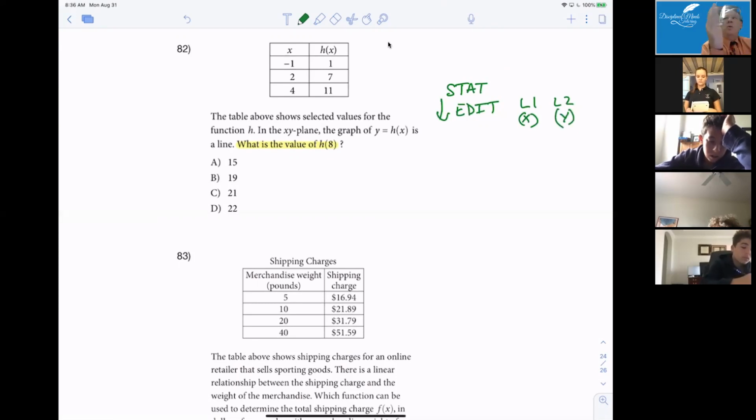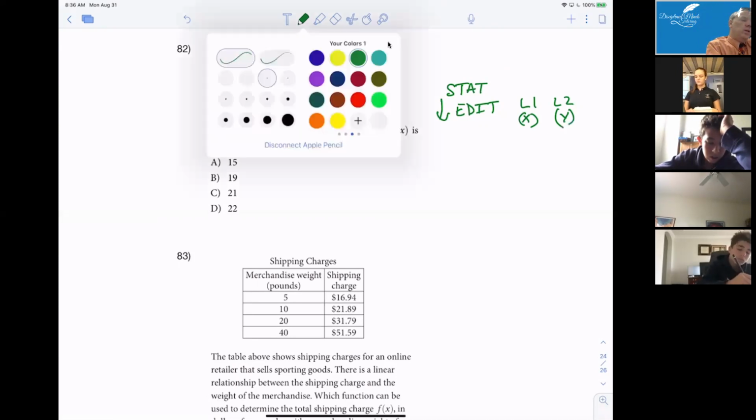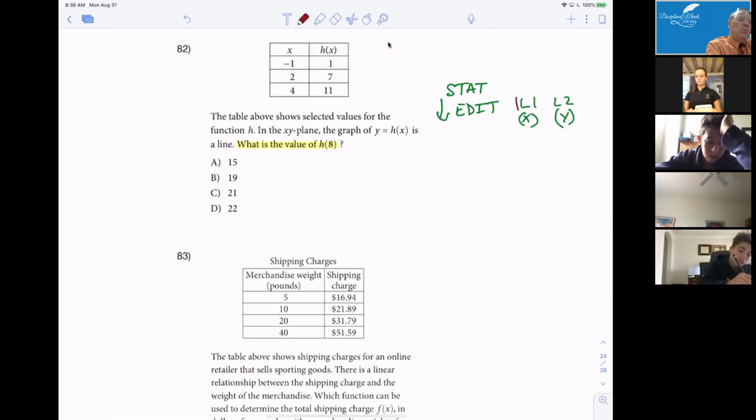Now, you don't delete a list, you what? Clear a list. If you delete, the L1 will go away. You clear a list. If you want to clear a list, you take your cursor and move it over L1, hit clear, and then hit enter. It drops down and clears it, if there's something in your list.